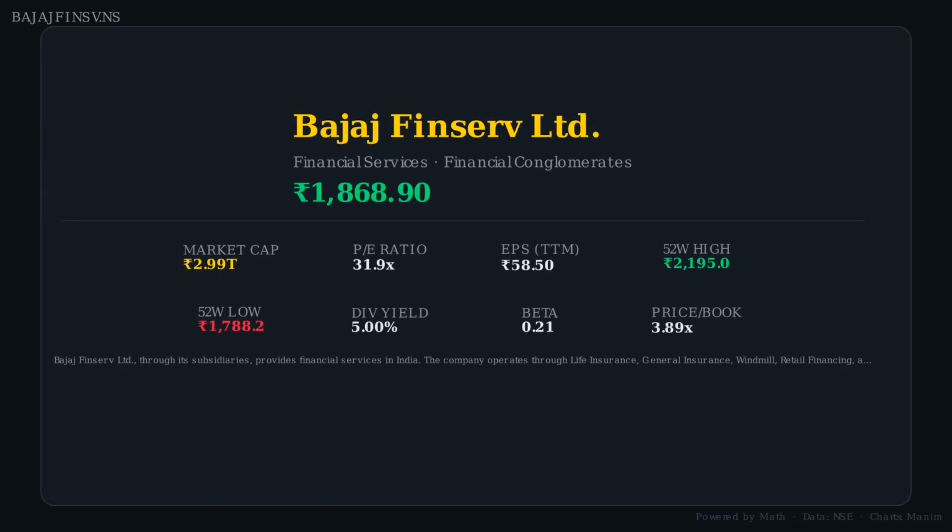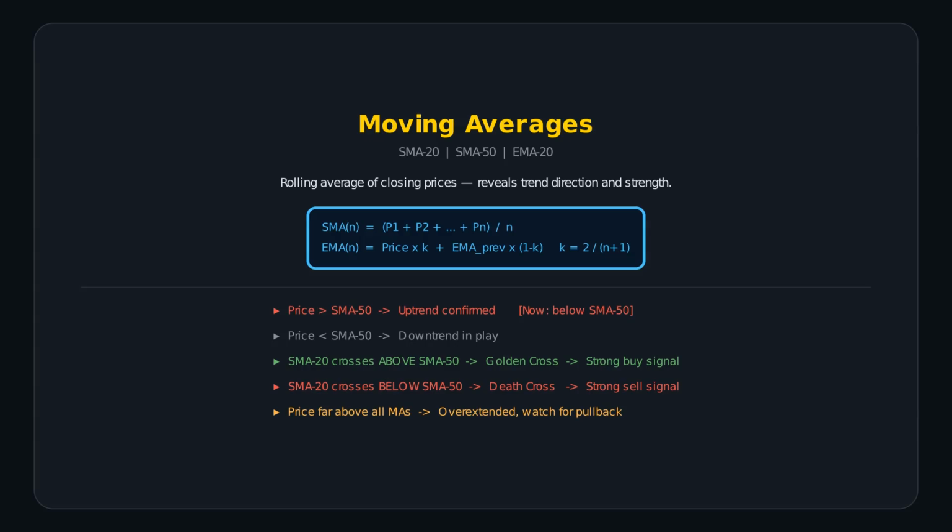We will break down 4 key indicators: moving averages, Bollinger Bands, RSI, and MACD, because every line on this chart is a formula. Let us start with moving averages, the foundation of trend analysis.